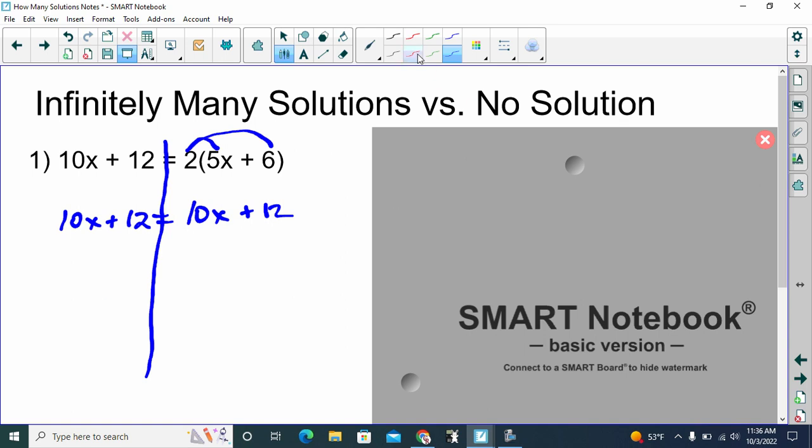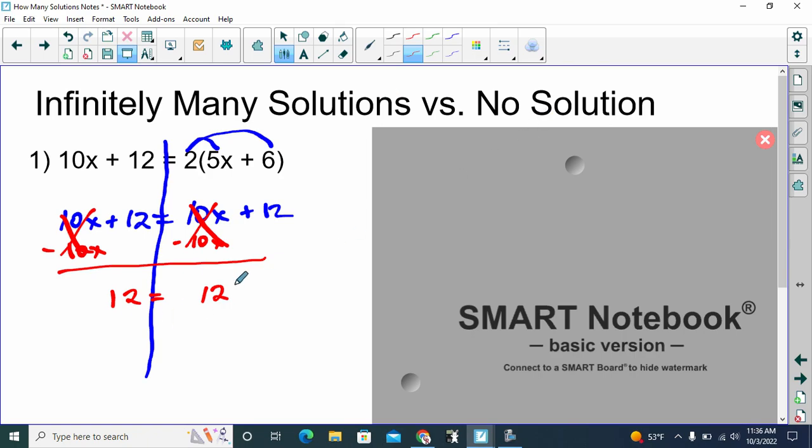So last class we talked about if I have x's on both sides of my equal sign, I need to move them over to the same side, which we would do by subtracting 10x. 10x minus 10x cancels, so on this side I just get 12. And on this side, 10x minus 10x cancels, and I just get positive 12. Well, 12 equals 12. Notice all my x's went away. If all the x's go away, that's when I'm either going to have infinitely many solutions or no solution.